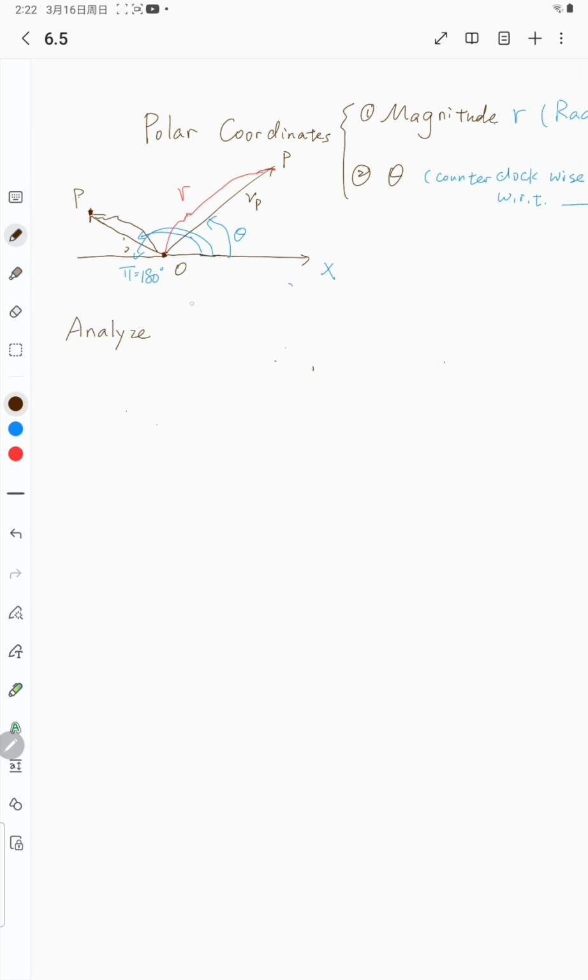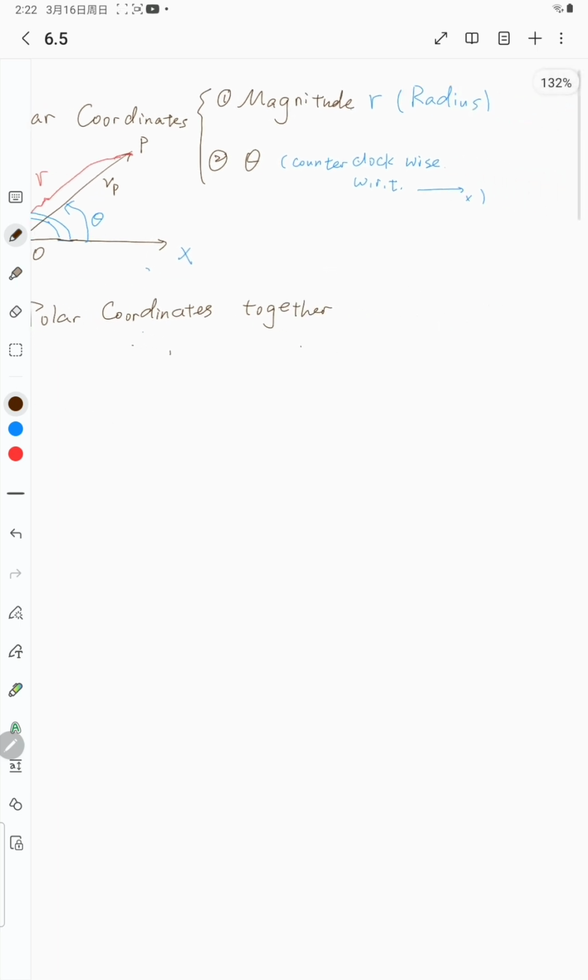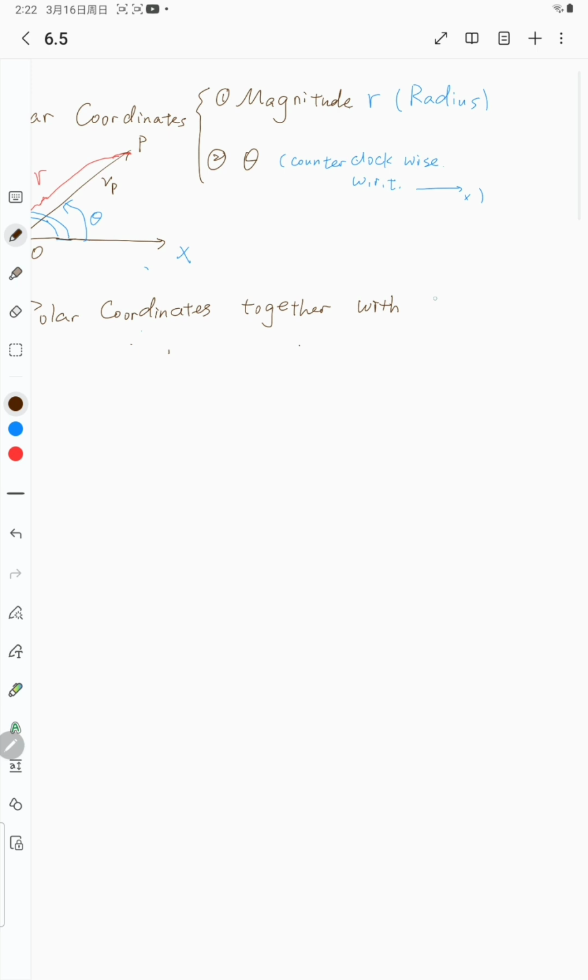And then we're gonna have a high level analysis of polar coordinates. So I hope this is fun to you. Together with Cartesian, which is x and y. So yeah, x and y coordinates, right? Okay. So I'm just gonna draw the polar coordinates together with the x and y coordinates.